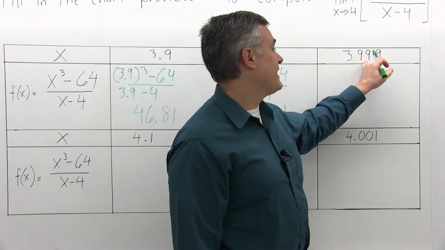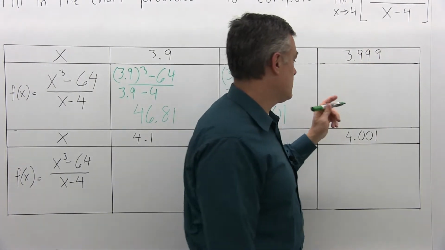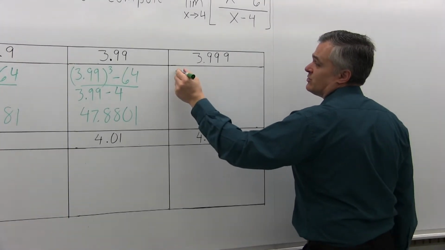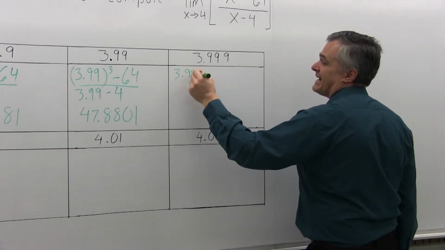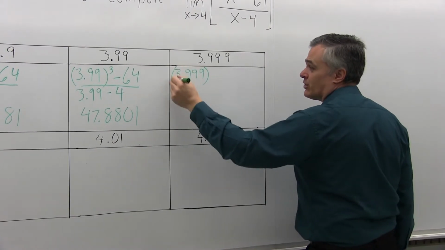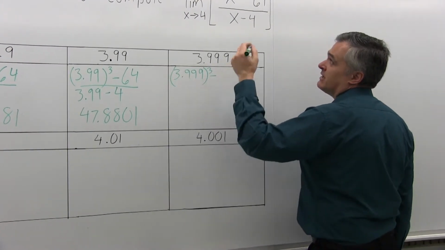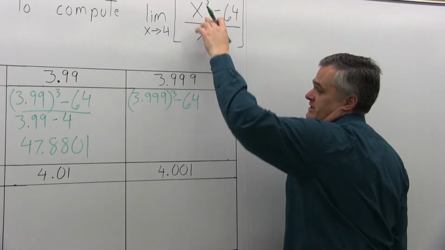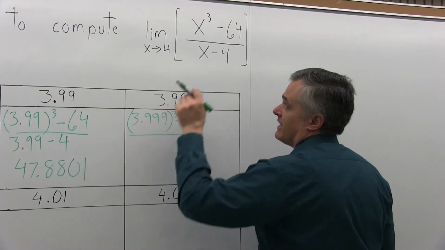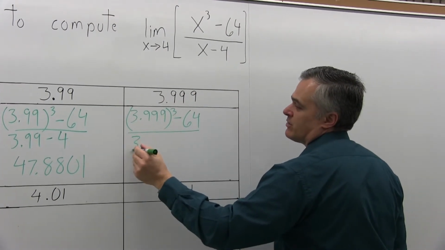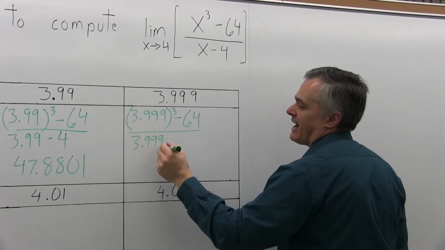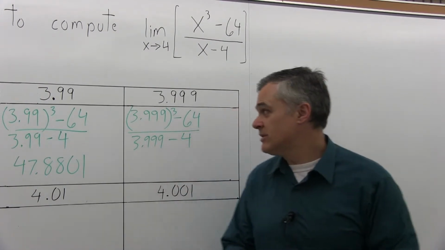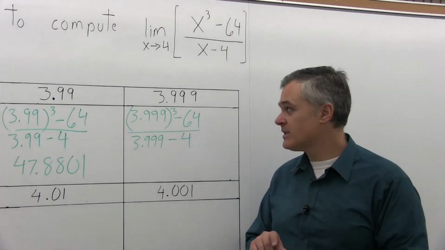I'm going to put in 3.999 as an input. That's very close to 4. So in the numerator of my function, x cubed will be 3.999 cubed, or third power, which is a different way of saying cubed. Now for this function, I want to subtract 64, again just because I'm working with the function that's given to me. And in the denominator, x minus 4 will be 3.999 minus 4. And the calculator will compute that fairly quickly for me.